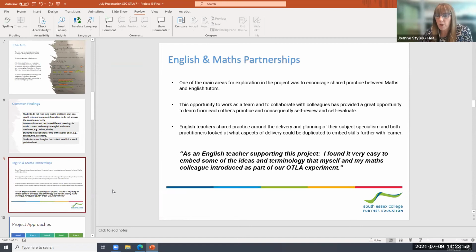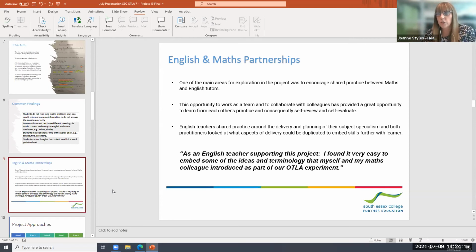And at the bottom, there's a quote there from one of our English teachers where she's basically saying that she started to embed the different terminology and different ideas coming out of maths into the English lesson. And particularly where she had shared students, which doesn't always happen, it allowed those links to be made between the students, that actually it is coming through into my English, it's coming through into the maths.